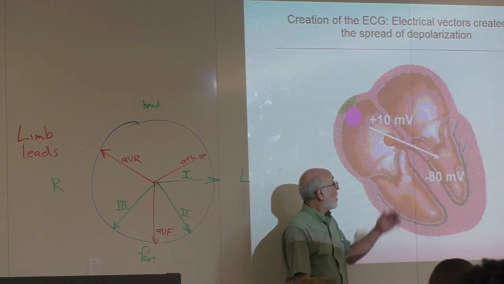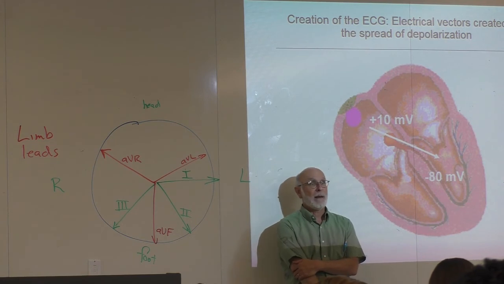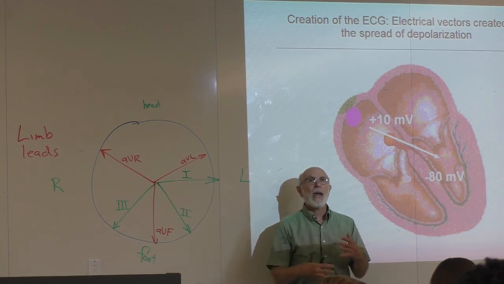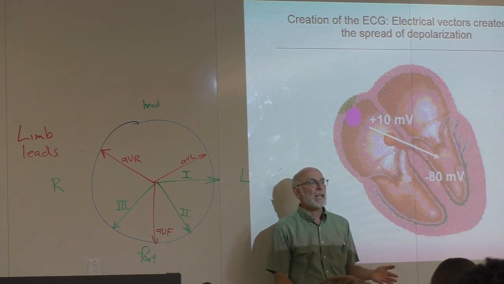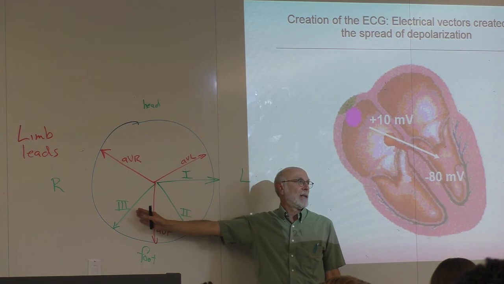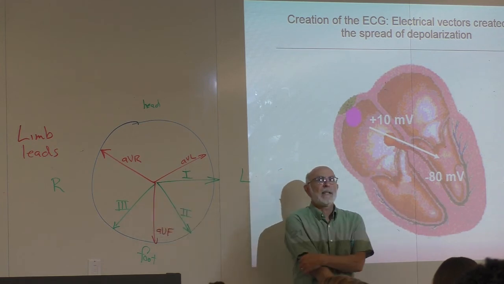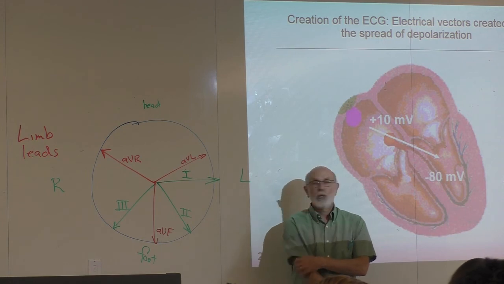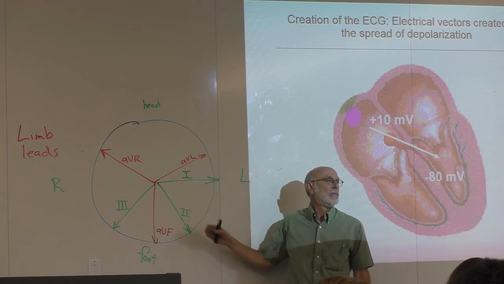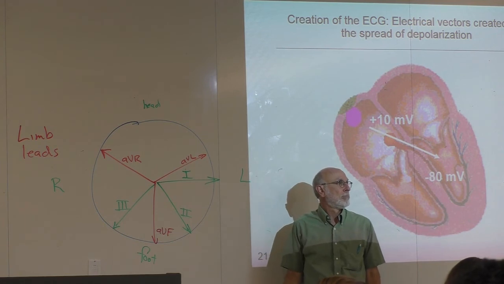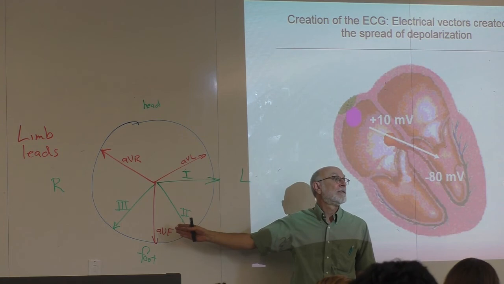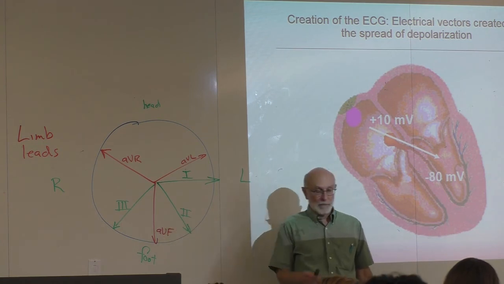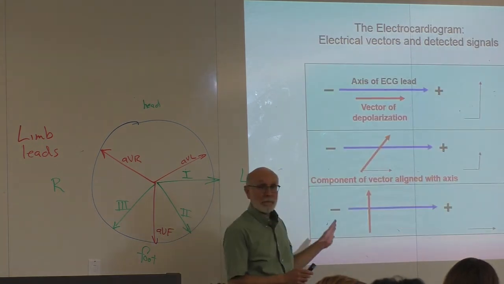Are we going to see anything in lead 3? No. Does that mean we have no atrial depolarization in lead 3? No, we have atrial depolarization, but lead 3 is blind to it. So you wouldn't want to use lead 3 if you were interested in atrial systole. You would use lead 2, or lead 1, or lead aVF. Okay?